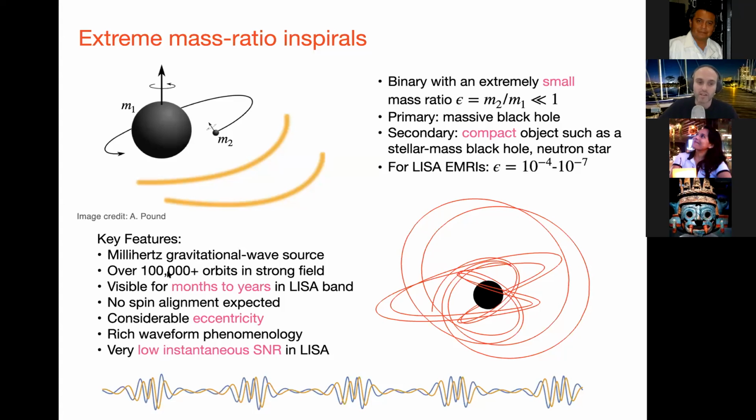And as I said, they're very generic. There's no spin alignment expected. They can have considerable eccentricity, unlike currently detected sources, up to 0.7 or 0.8 as they enter the band. This leads to a very rich waveform phenomenology, but also challenges with modeling.